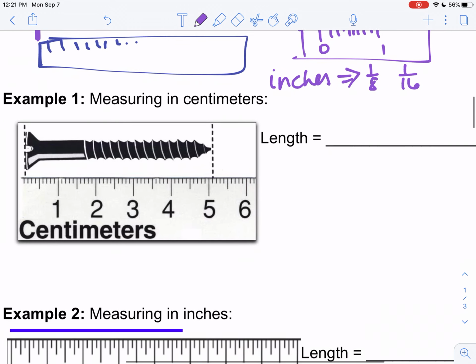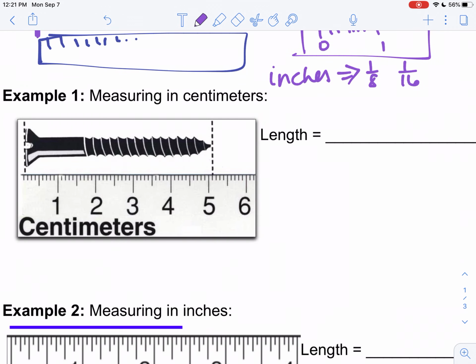All right, example 1, if we're measuring in centimeters. Notice on that left-hand edge, we're lined up with the 0. And then as we are measuring the length of the screw, it is one little dash beyond the 5, so the length is 5.1 centimeters. Make sure you include that unit on here as well.